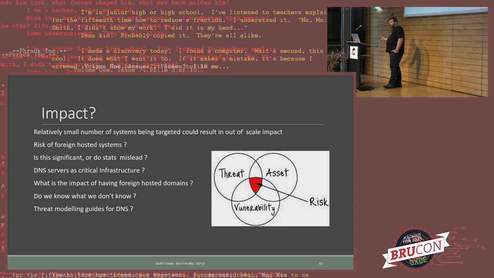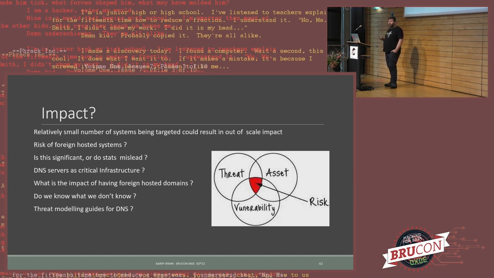What's the impact of having foreign-hosted domains? Yes, it might be cheap, and here I'm pointing a big finger at the US. They have some of the cheapest hosting anywhere for a variety of historical reasons. And then probably one of the more scary questions, do we know what we don't know? I would hesitate, I would warrant to say that I don't think we know what we don't know about what the risks are.